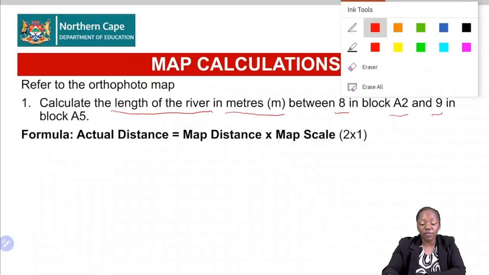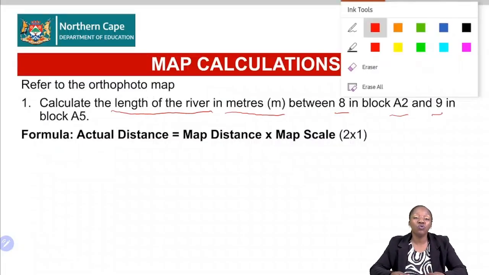So again, you are given a formula. In grade 12, there is no need to cram the formula, but you need to learn how to do the steps because the formula will always be provided. So here we are given the formula: actual distance is equal to map distance times scale.